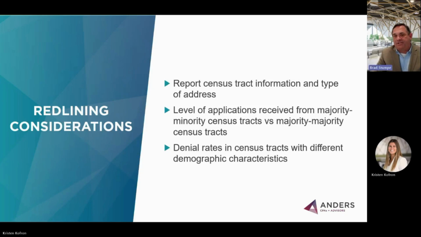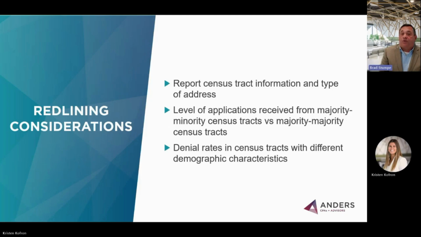Okay, redlining considerations. An address from which you can derive census tract information is part of that applicant-provided data for which you must have procedures that are reasonably designed to collect the information. From this, anyone can determine your level of applications from census tracts that have certain demographic characteristics. Off the top of our heads, we immediately think of majority-minority census tracts versus majority-majority census tracts, but it can be more than that as well.